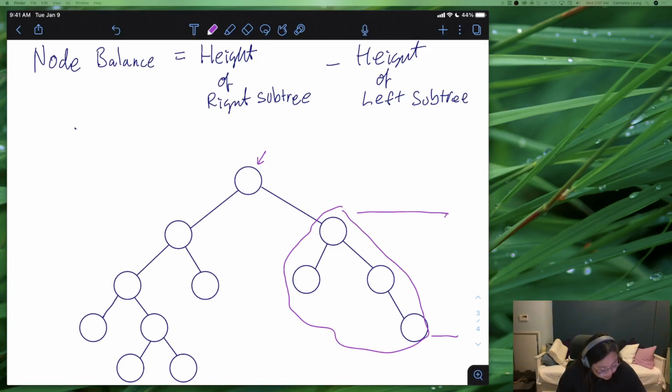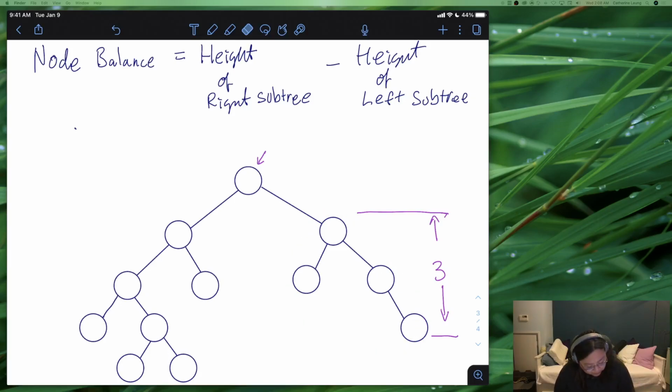In this case, the farthest away leaf node in this tree is this one here, and this is the root of that tree. So if I take a look, there's 1, 2, and then 3. There's a total of 3 nodes from root all the way to its farthest leaf. So the height of this tree is 3. Three nodes from root to leaf, so this tree is 3 nodes tall.